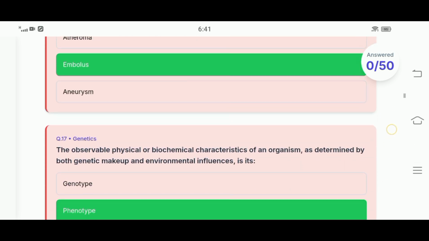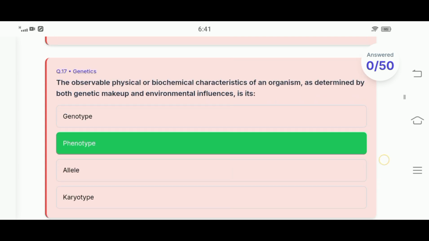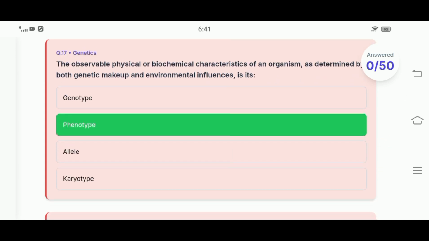Embolus. Next, number 17, genetics. The observable physical or biochemical characteristics of an organism, as determined by both genetic makeup and environmental influences, is its: options are A. Genotype, B. Phenotype, C. Allele, and D. Karyotype. So the correct answer is B.